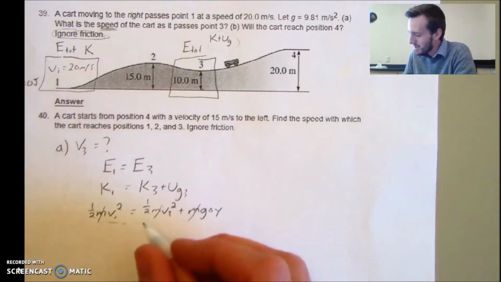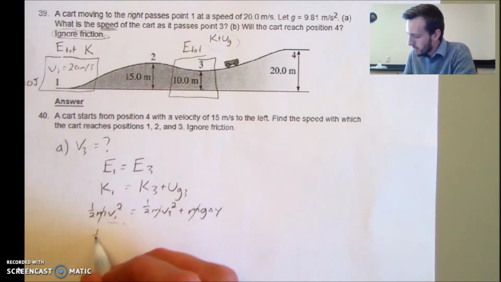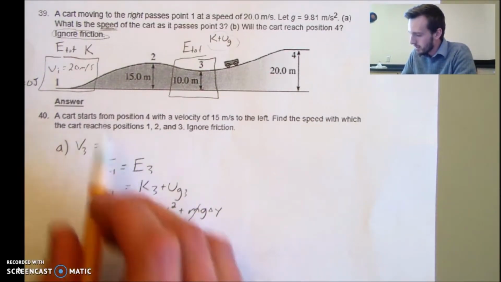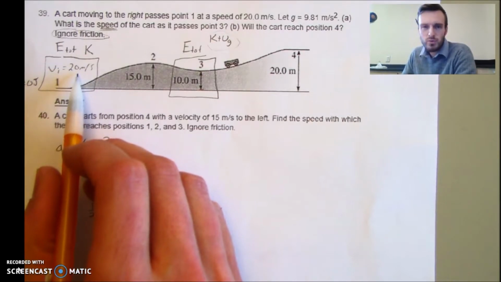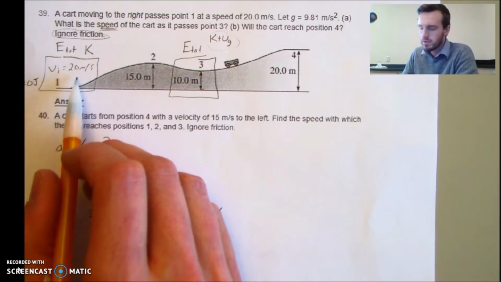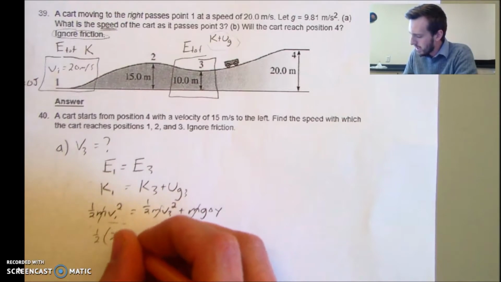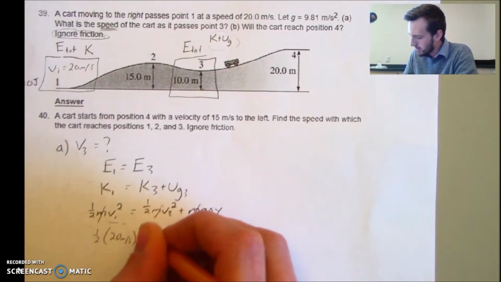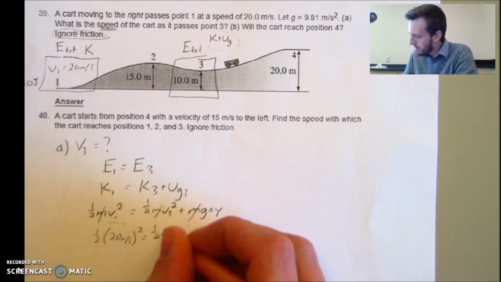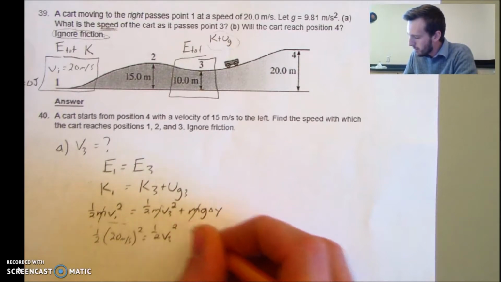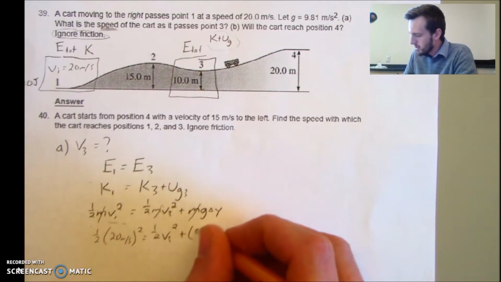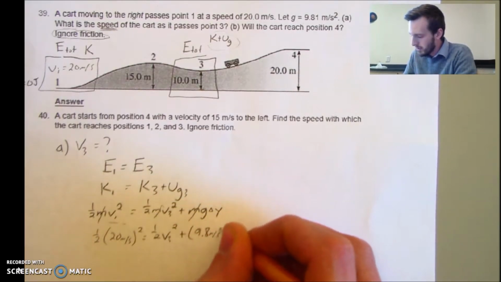So that's nice. As we continue forward here, we take 1/2 of V1. Now it told us right back here to our diagram. That's why it's so important to label your diagram before you start. Our initial velocity up there is 20 meters per second. Go ahead and square that. We have 1/2 of the velocity at point 3 plus g. We'll use 9.8 meters per second squared.